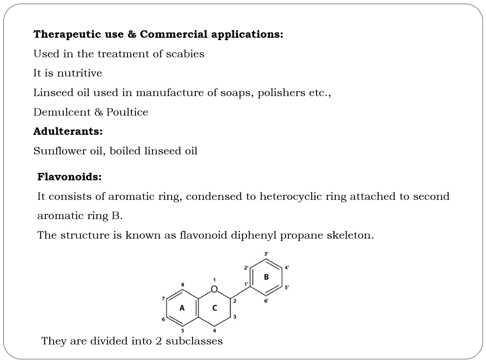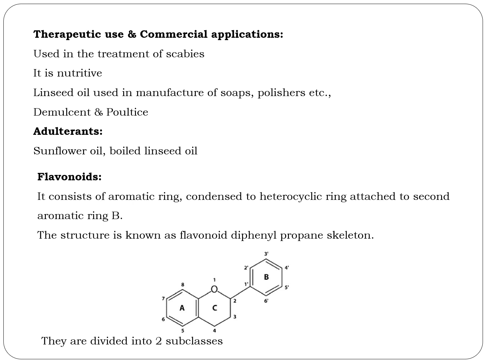Let us see about therapeutic uses and commercial applications of linamarin. It is used in the treatment of scabies. It is nutritive. It is also used as an oil in the manufacture of soaps, polishers, etc. It is used as demulcent and poultice. The adulterants used in place of linseed oil are sunflower oil and boiled linseed oil.